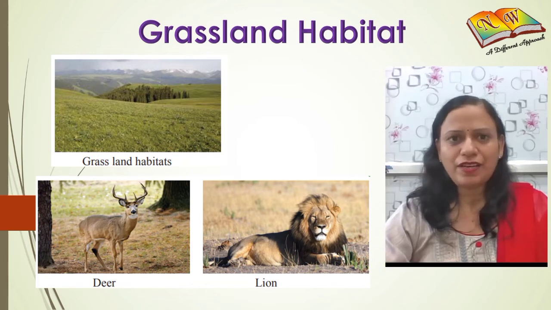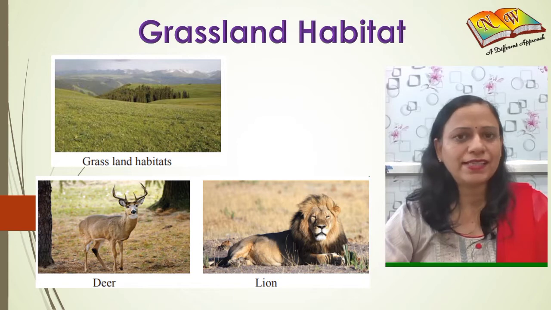So in the case of deer, it has to protect itself from the predator, that is the lion or the tiger, and the lion has to find its prey. So for that also it needs to hide so that the prey doesn't see it coming. So these are some common adaptations you find in the grassland habitats.